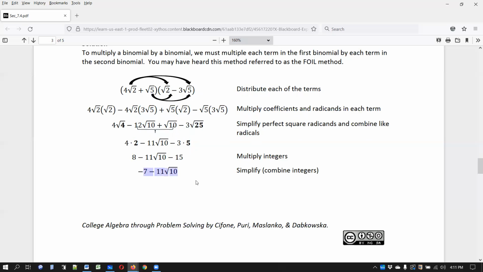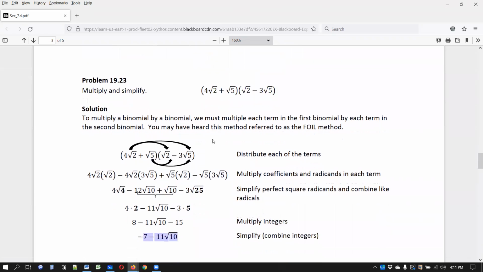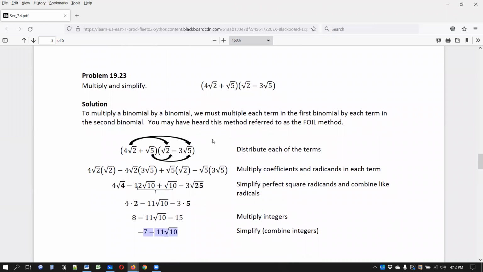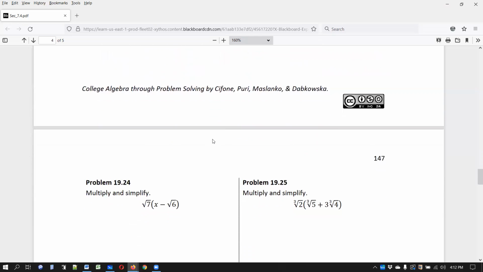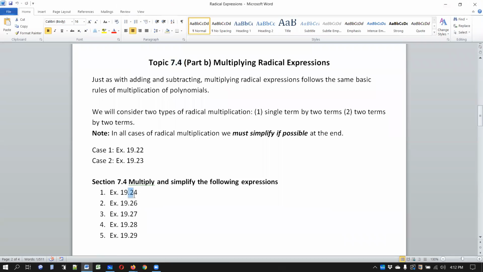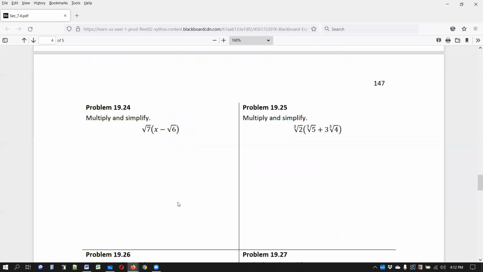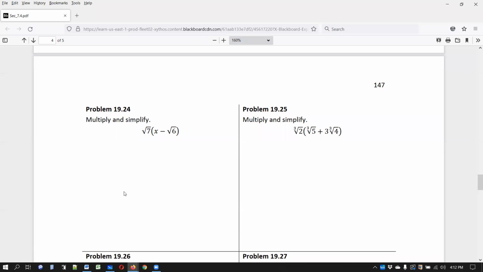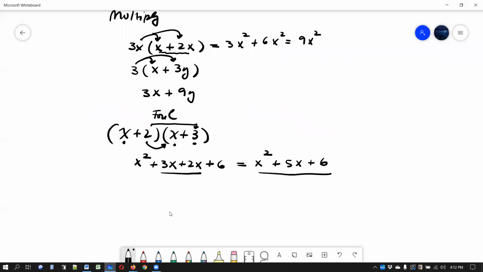We'll stop right here. So these are the two types of multiplications that we're interested in this section. Okay, and we'll go over some problems. I have selected a few problems that we can go over. So 1924 is the first one. So we can do that. So I'm going to copy this problem here. Radical 7, x minus radical 6.